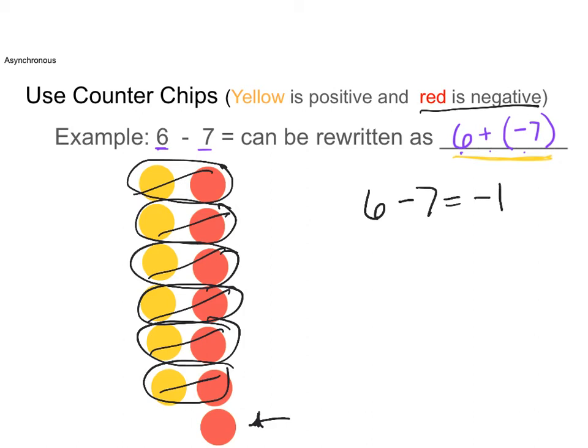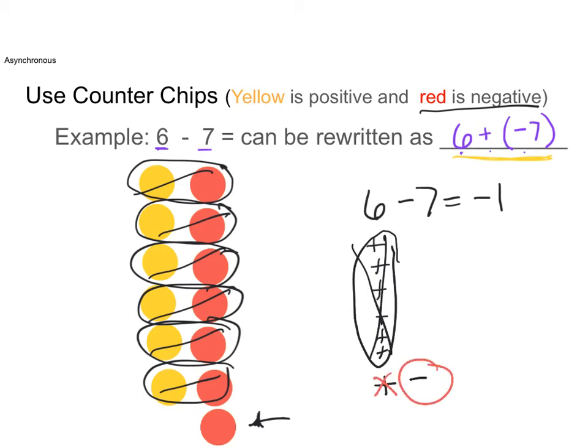You can also think of it as if I had 6 positives, and I have to take away 7 of them, so the 6 would go away, right? But I have to take away one more positive, but I don't have another positive to take away. So if I add in, we call it adding in a 0 pair. That's 0, right? So I'm not changing the problem, but now I can take away that 7, and I'm left with a -1. Let's go on to the next.